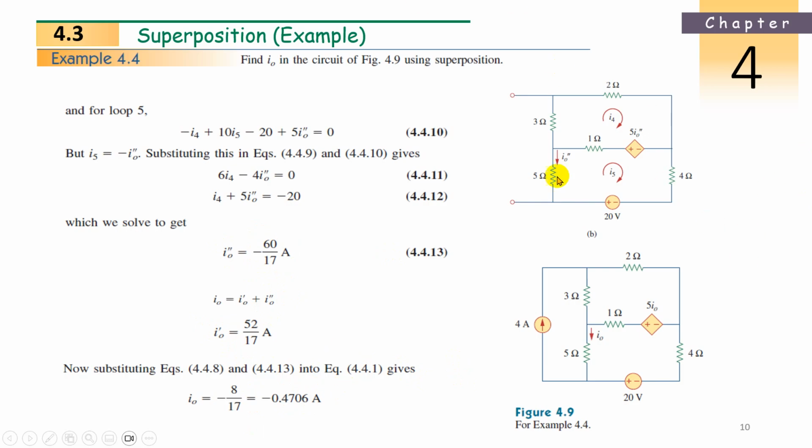So like this you have to find with different circuits: first circuit with one source active, second circuit with the other source active. Then we sum it. The superposition theorem is the algebraic summation of the voltages or currents through that particular element with one active source at a time.